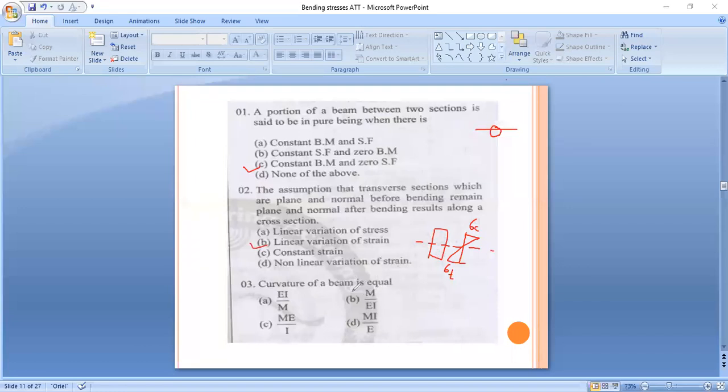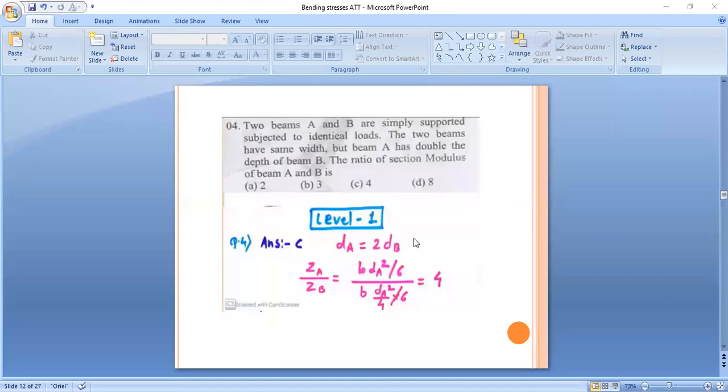Curvature of beam is equal. So EI upon M, M upon EI, ME upon EI, MI upon E. Which one is correct? So curvature means B, M upon EI. M upon EI is the correct answer for this curvature. Okay, now we will move towards the next question.